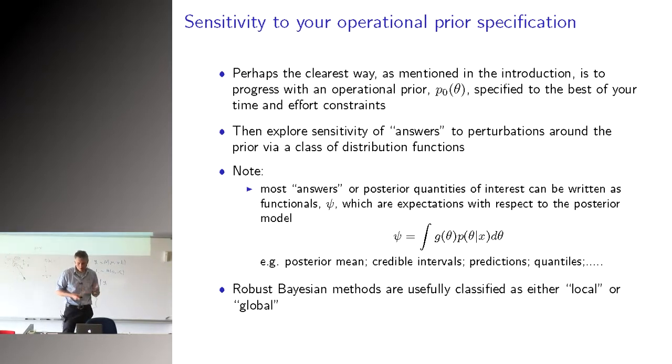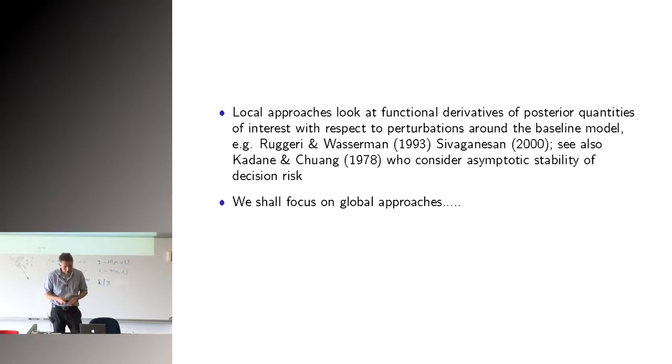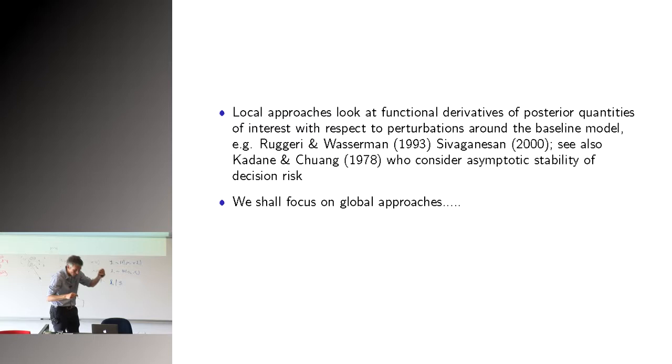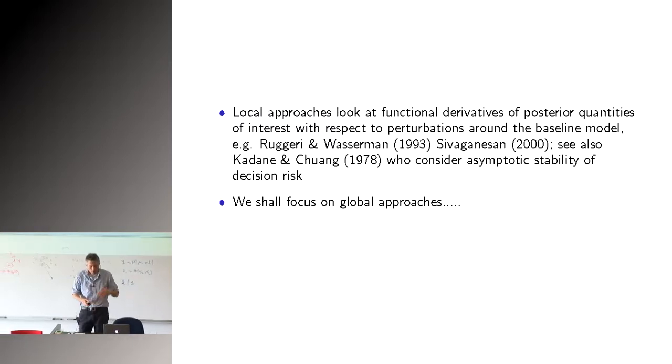And those perturbations are either historically classed as local or global. Yeah? And so local approaches, which I'm not going to cover here, talk about functional derivatives of the posterior model of interest with respect to perturbations around the baseline. Okay? So you have your model. Remember I said think of your model as a point in a space of distribution functions. Yeah? You've got a joint probability model that you've ended up with. Bang, it's a single distribution function. And what we can do is look at derivatives of that, and look for directions through the model space which are, say, maximally sensitive. What we're going to do is focus on so-called global approaches.